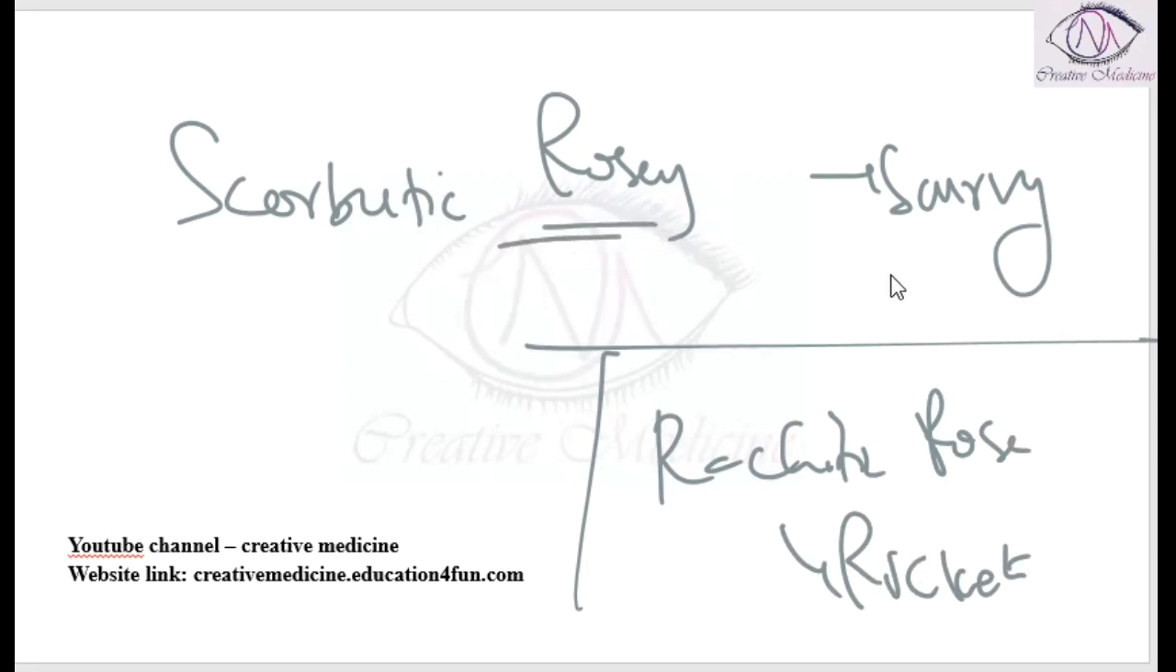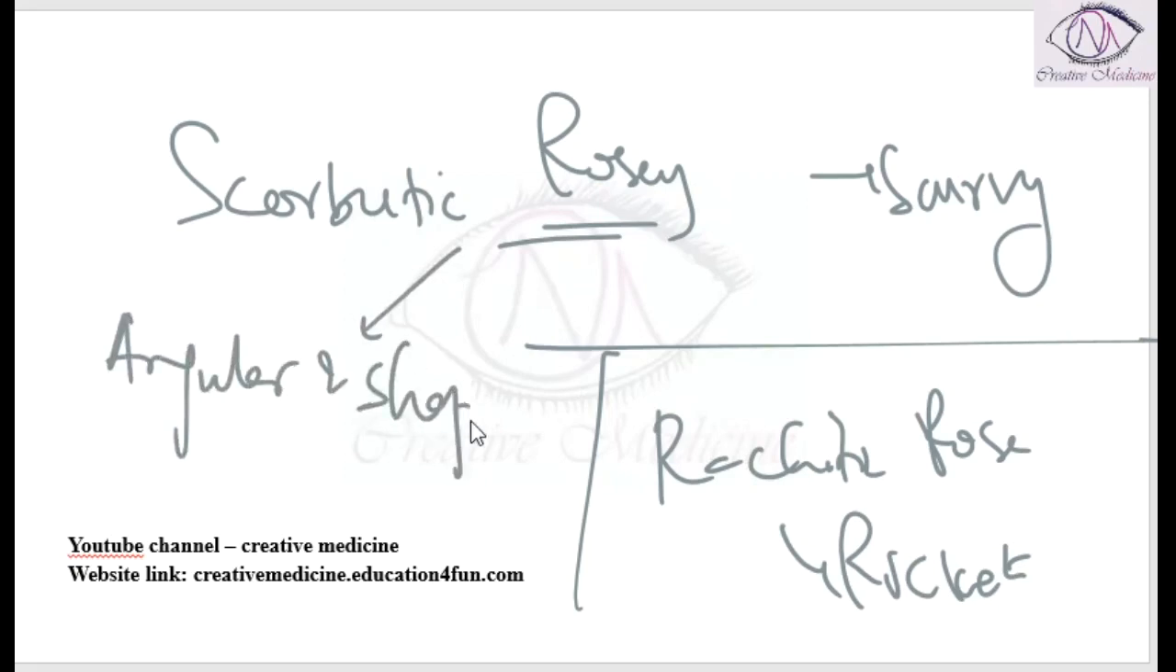So the main differences between scorbutic rosary and rachitic rosary is that scorbutic rosary is angular with a sharper step off, and these scorbutic rosaries are tender, whereas rachitic rosaries are nodular or dome shaped and they are non-tender.